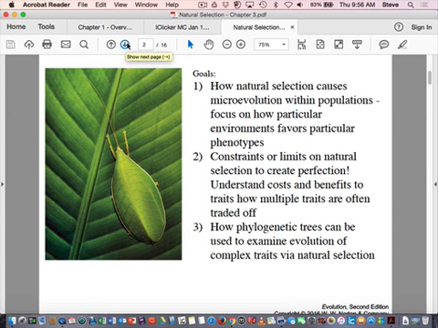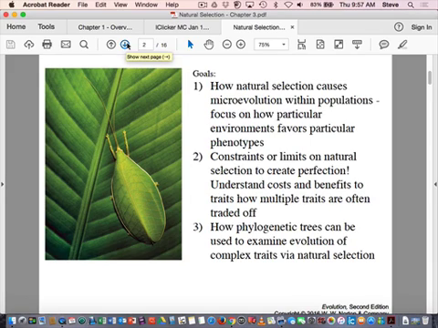And what we're going to really focus on is how particular environments favor particular phenotypes, okay? How does selection act on particular phenotypes, because it increases a phenotype's survivorship and or its reproductive rate. And that's what we'll be talking a lot about. We're also going to talk about the constraints or limits on natural selection to create, I shouldn't have said perfection, okay, but to create perfection. Oftentimes traits have a benefit in some respect, but they often have some negative effects on other traits, and we'll talk about some of those things.